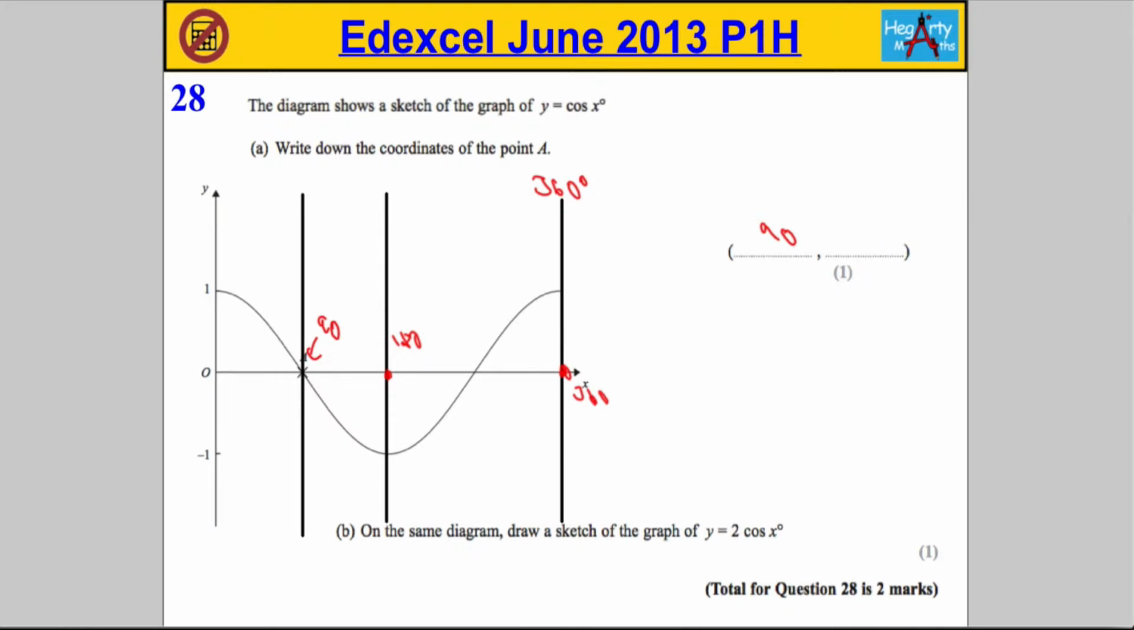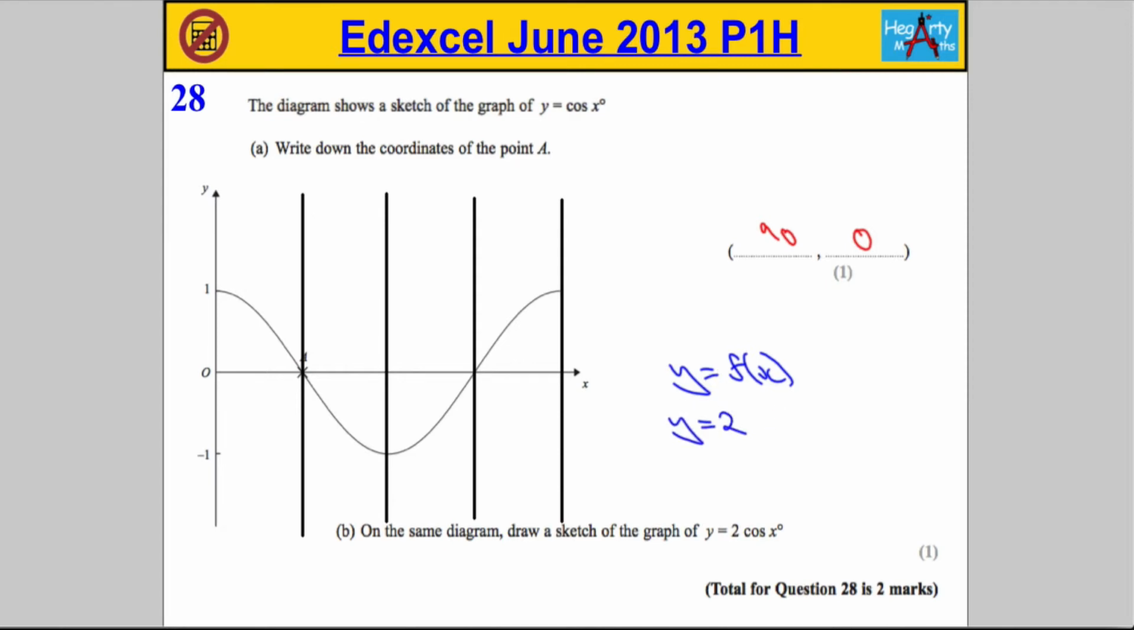Now the next part, we're asked on the same diagram to draw a sketch of the graph y equals 2 cos x. So in order to do that, I'm just going to get rid of the numbers that I had here. I'm going to leave the lines because they might help me out a bit. This is a transformation problem. And you should know that if y equals f of x is a function, well, y equals 2 times f of x will transform that function by stretching it in the y direction by a scale factor of 2.